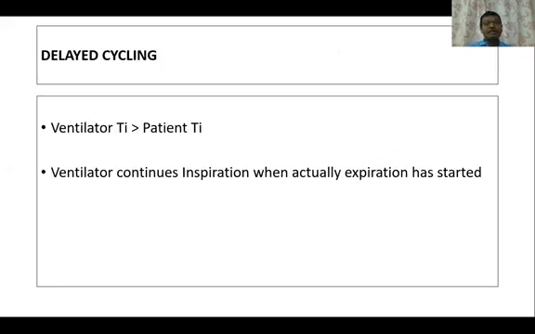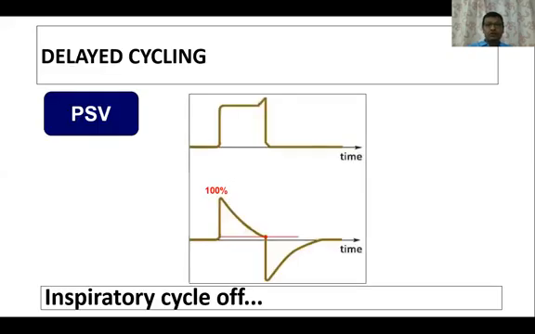Now, coming to the cycling asynchrony, it can be delayed cycling, where the ventilator's inspiratory time is more than the patient's inspiratory time. So, the ventilator continues inspiration when actually the expiration has started. In a pressure support mode, if you put expiratory trigger sensitivity very low, it will lead to delayed cycling and it will lead to an exhalation spike during the breath. The patient breathes actively and it leads to increased work of breathing.